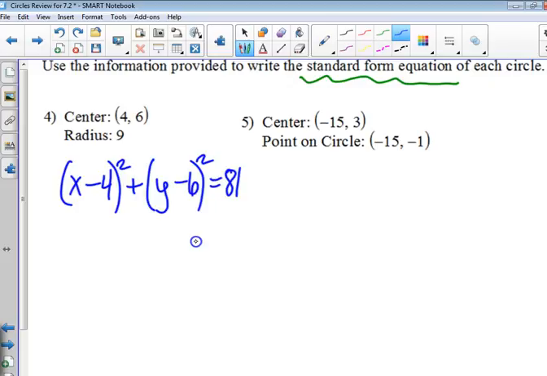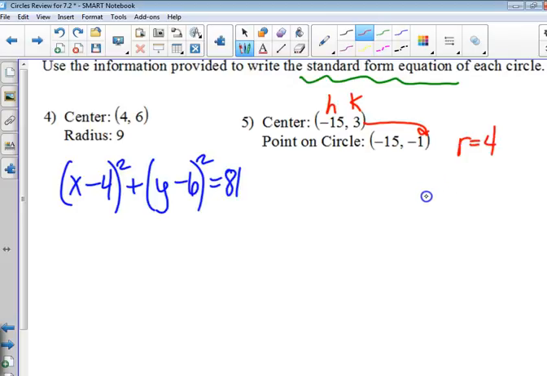The next kind can be a stumper on a test or quiz for a lot of students. The center is given, so that shouldn't be tricky. This is H and this is K. How would you find the radius? Okay, that's what I would do as well, because this one lines up, yes? If you go to the left 15 and up 3, or you go to the left 15 and down 1, from +3 to -1 is just a distance of 4.